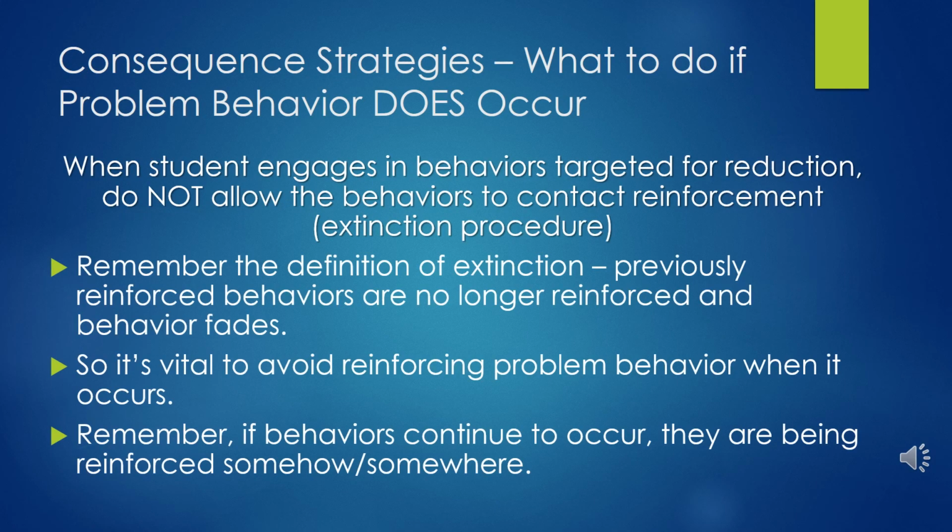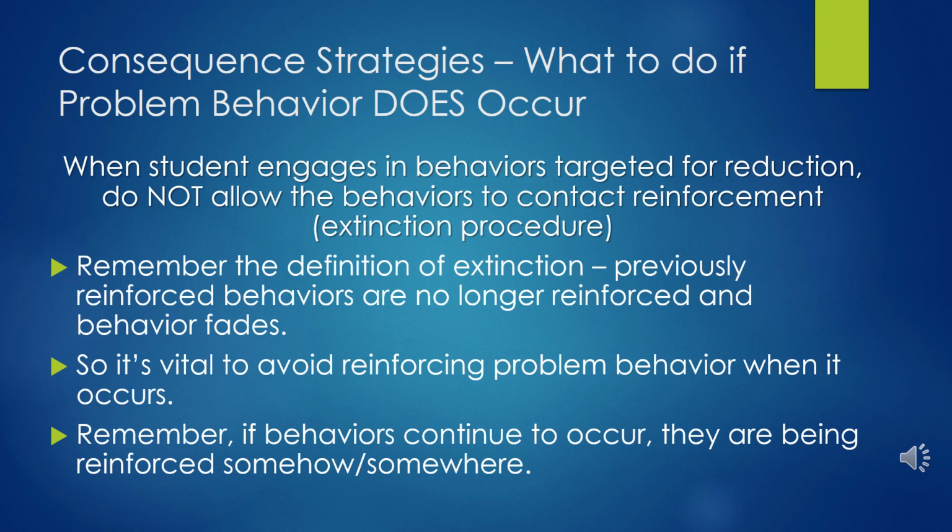All right, so now we're going to cover the consequence strategies for what to do when problem behavior does occur. So again, we really want to focus on prevention and the antecedent strategies to prevent that problem behavior from happening, but it may still happen. So we need to know what to do if it does. And this has to be included in the positive behavior support plan.